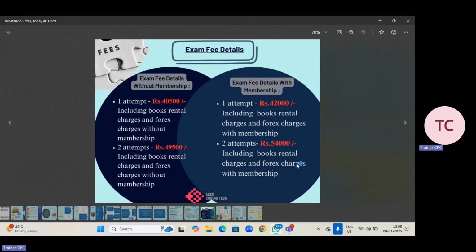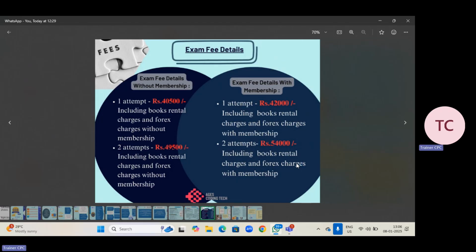So the charges which I'm displaying here include all the rental charges for the books and the forex charges also. Forex charges means for converting, because it will be provided in dollar value, right? For that conversion, we need to spend these forex charges and all. So the fee which I'm displaying here includes all this. It is inclusive of the book rent also. As I have said, in the case of the CCS exam, we need to bring our own book. They will not provide the book in the exam hall.